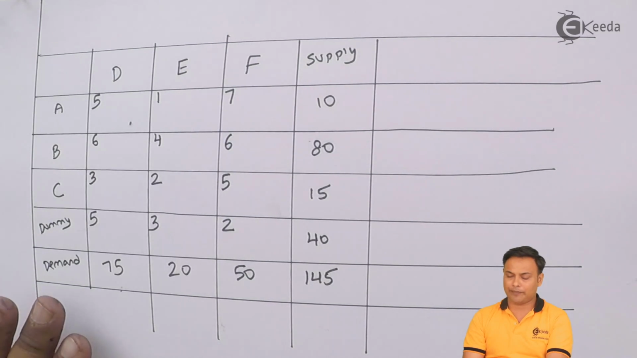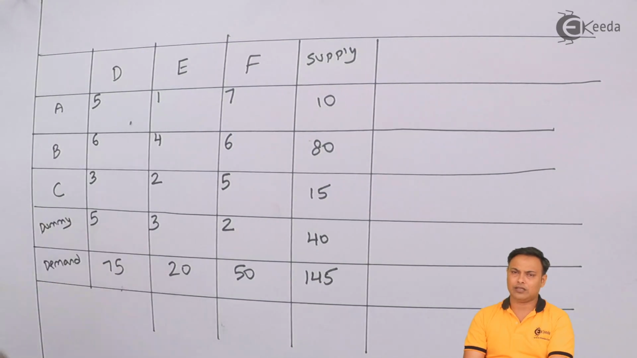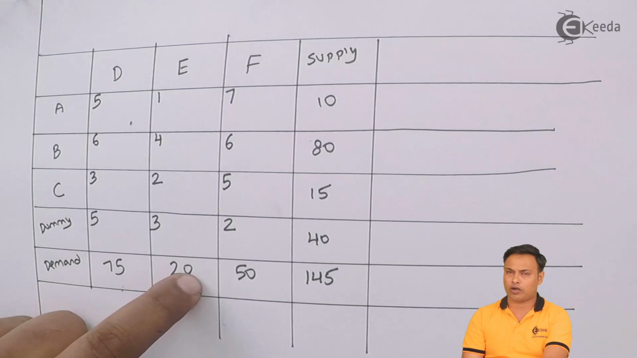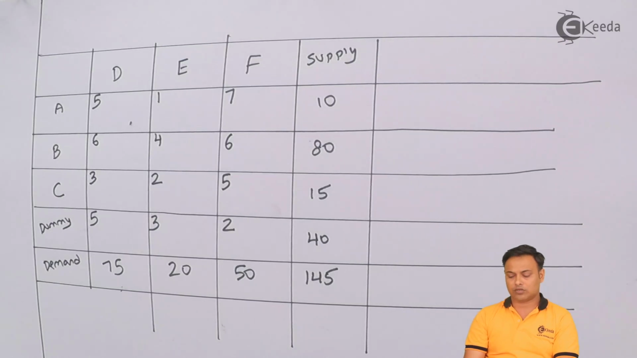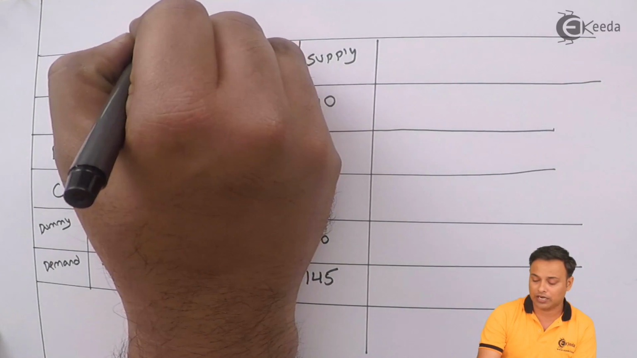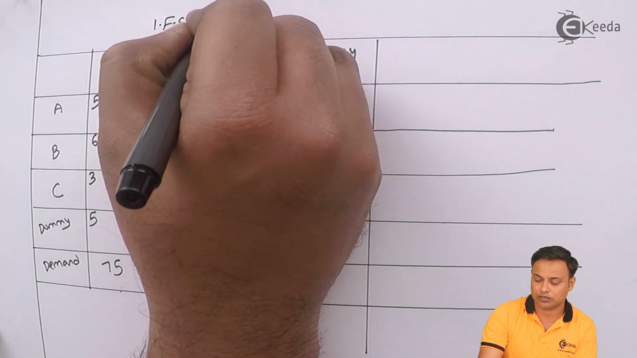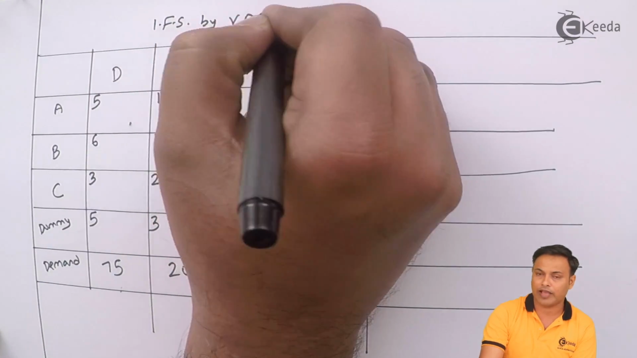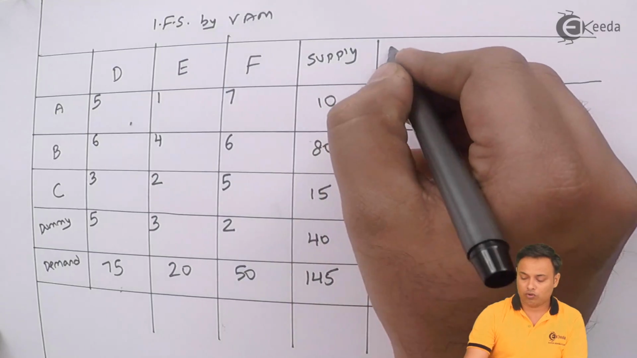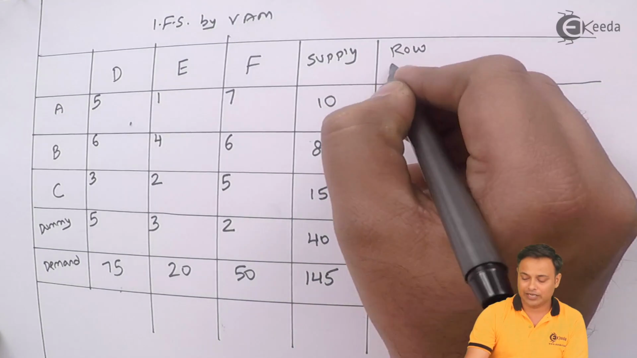So with this, my question is done. The new part in this problem was the penalty cost involved for the dummy row or a dummy column. So now let's try to get the initial feasible solution by VAM. We have a row penalty here.